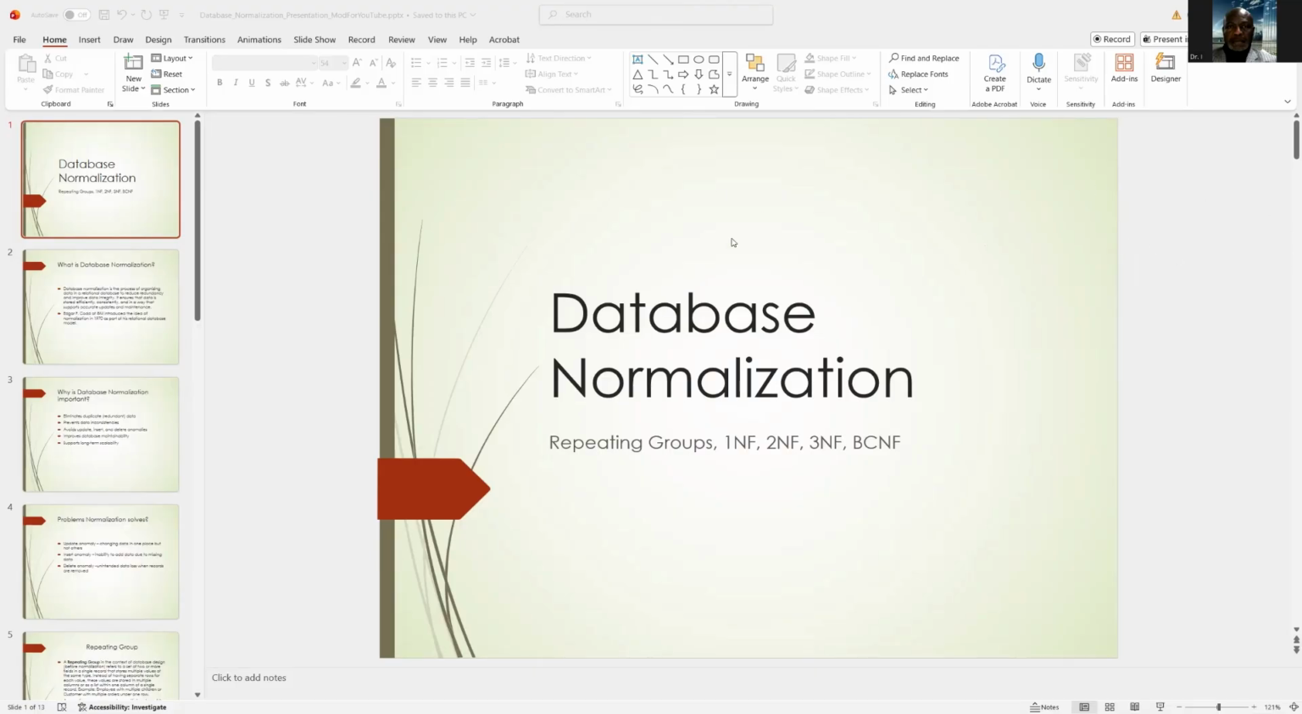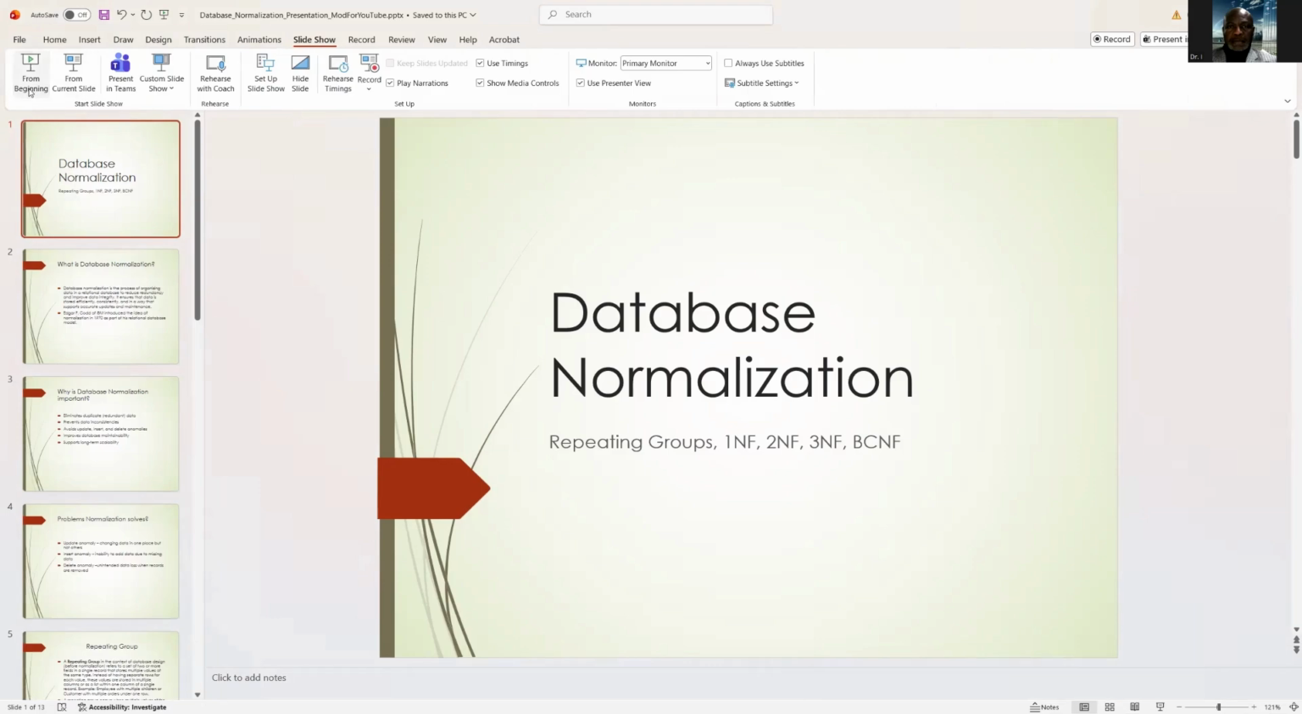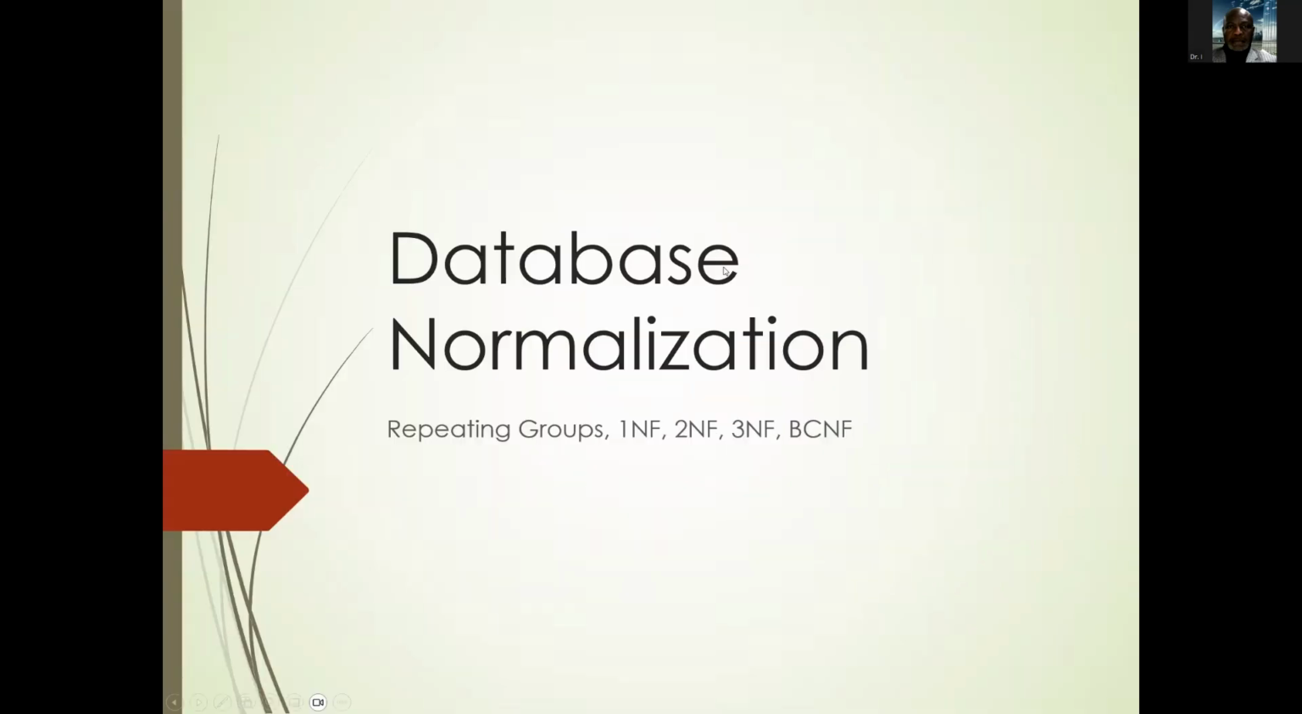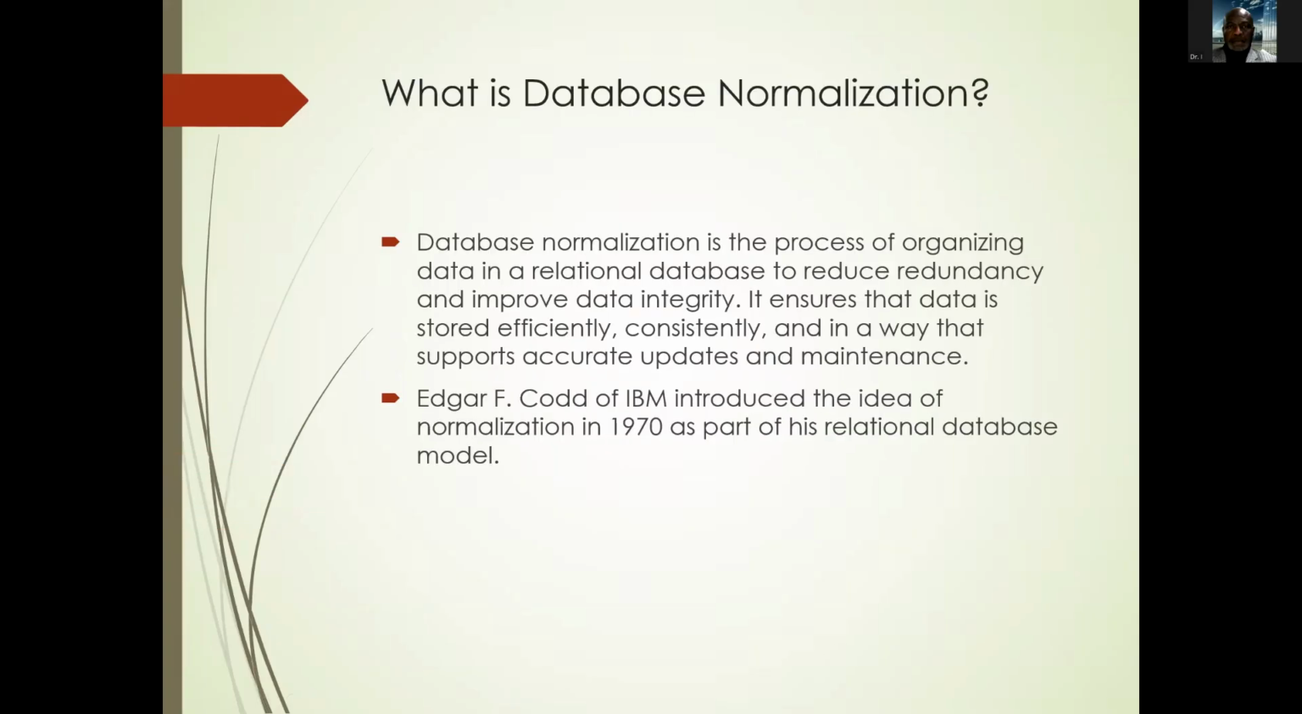With that, let me now start the PowerPoint slideshow. The database normalization, as mentioned, we'll be going over repeating groups, 1NF, 2NF, 3NF, and Boyce Codd Normal Form. So what is database normalization though?